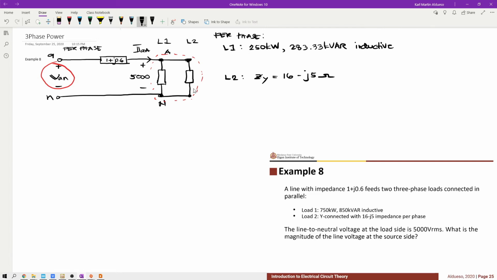How do we get VAN? If you look at the figure, we are given this voltage right here, 5000, and this impedance right here. What is missing is the line current IaA. To get the current IaA, we need the currents at load 1, let's label this as I1, and the current at load 2, I2. So how do we get I1 and I2?